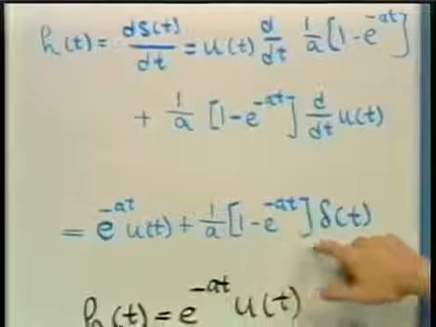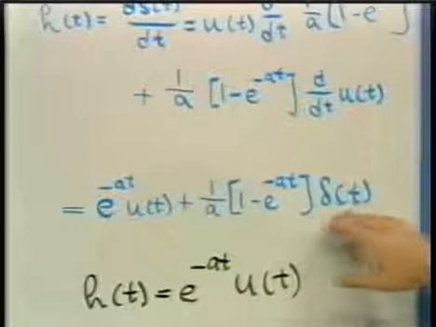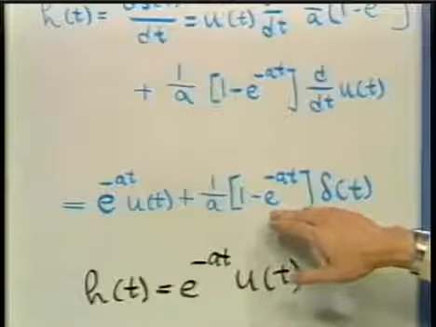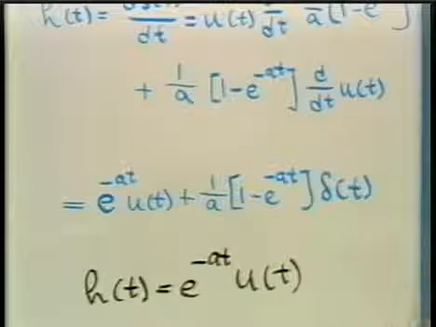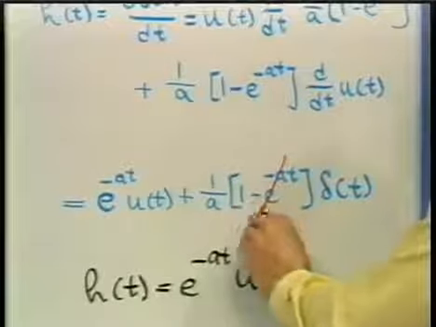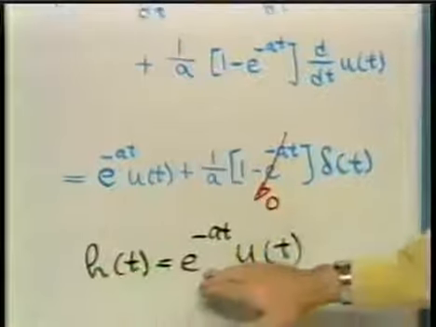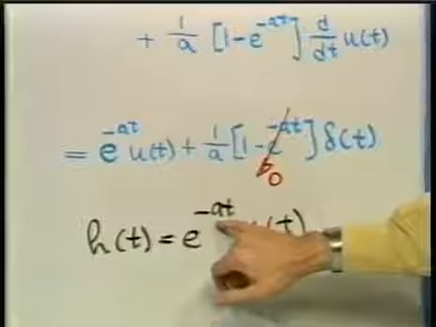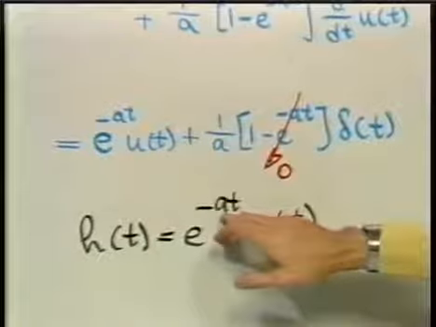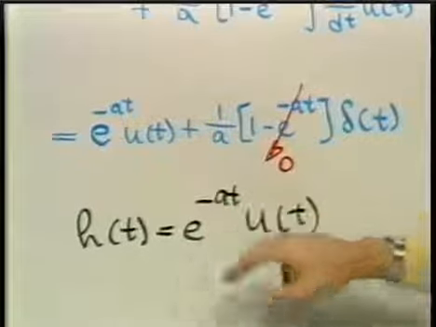and then recognizing that this is a time function times an impulse, and we know that a time function times an impulse takes on the value at the time that the impulse occurs, then this term is simply 0, and the impulse response then finally is an exponential of this form. And this is a decaying exponential for a positive, it's a growing exponential for a negative.